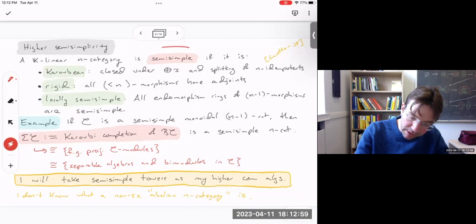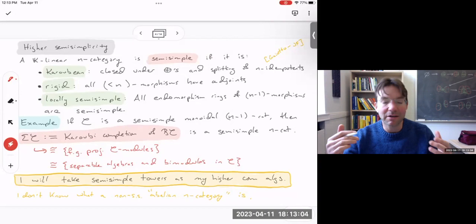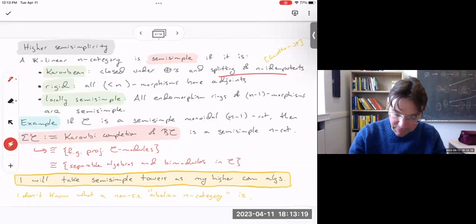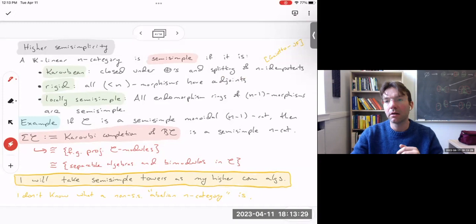a semi-simple n category is just an n, like what is a semi-simple one category? Well, there's various things you could say. You could say it's an abelian category where every object decomposes as a direct sum of simples, but there's other descriptions that don't need to know what the word abelian means. It's enough to say that it's basically a Karoubian category, meaning that it has splittings of idempotents and direct sums. If you have a one category which has splittings of idempotents and direct sums and which has the property that all endomorphism rings are semi-simple, then it's already a semi-simple category.